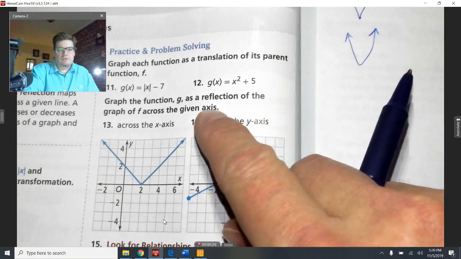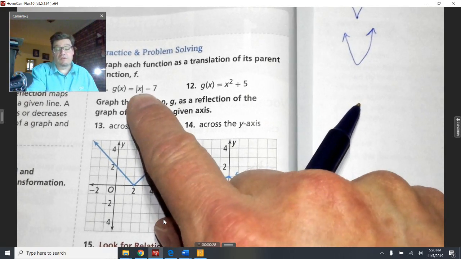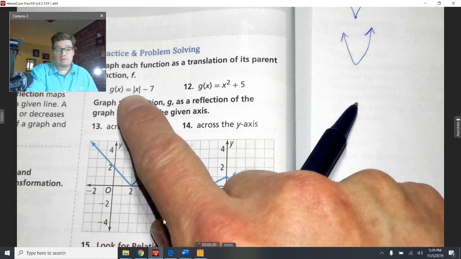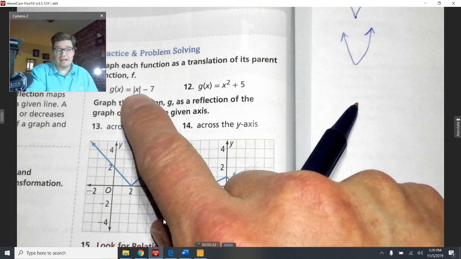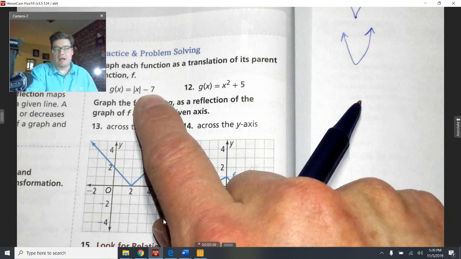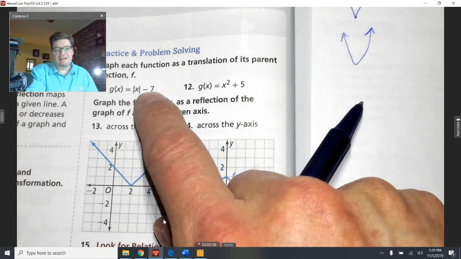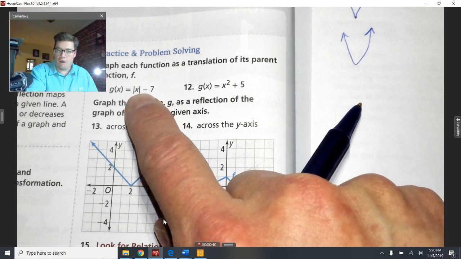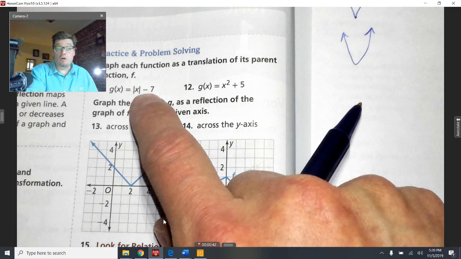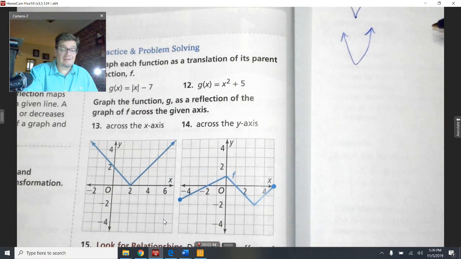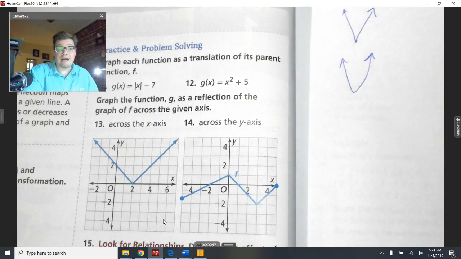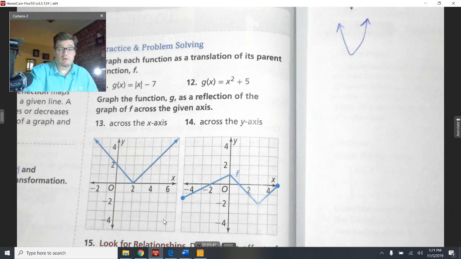Okay, now there's three key features. There's an A in the front, there's an H in the middle, inside the brackets or the bars, and then there's a K on the outside of it. Now, since I have a -7 outside of the bars here, this is a vertical shift. In fact, it's a vertical shift that is down 7. So we're going to go down 7.